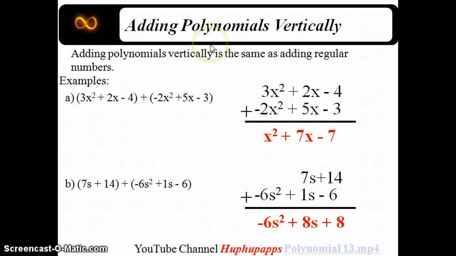Now there's another way of doing this. You can add polynomials vertically. What we've been doing is horizontally, but you can actually set it up vertically such as this, so you line them up like you would a decimal almost. You'd line the decimal place up, but here we're lining up the terms. So we have 3x squared plus 2x minus 4 plus negative 2x squared plus 5x minus 3, again lined up, and I just go 3x squared plus a negative 2x is x squared, 2x plus 5x is positive 7x, and negative 4 plus negative 3 is negative 7.